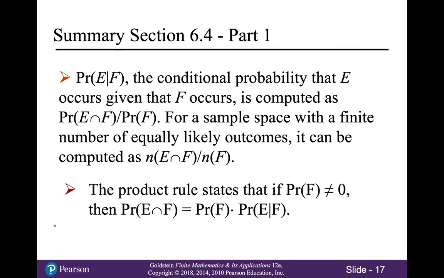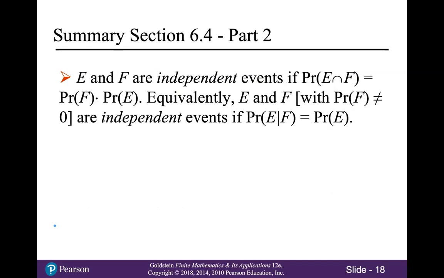The product rule states that if the probability of F does not equal 0, then the probability of E intersect F is equal to the probability of F times the probability of E given F. E and F are independent events if the probability of E intersect F is equal to the probability of E times the probability of F. Equivalently, E and F are independent events if the probability of E given F is equal to the probability of E.